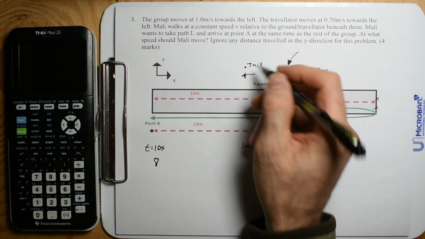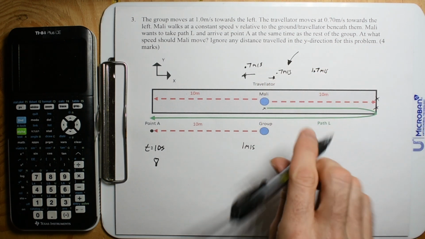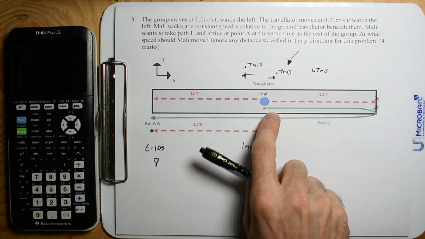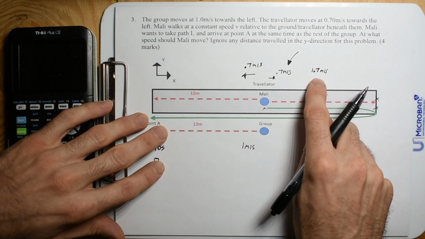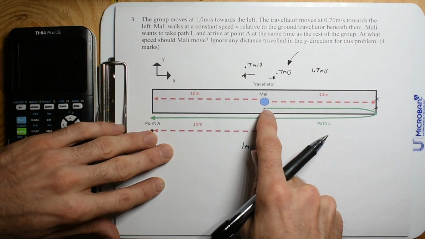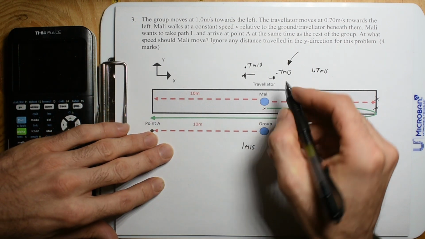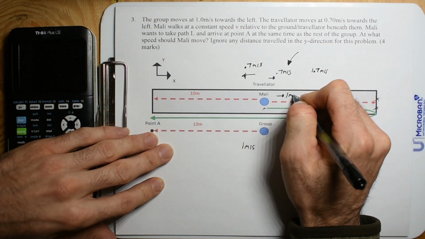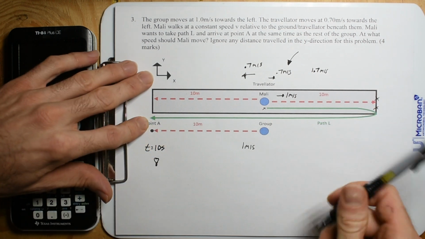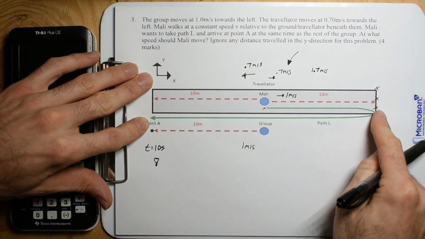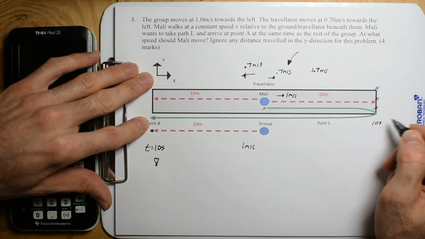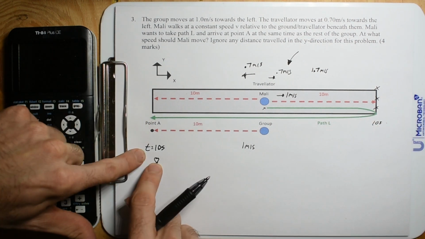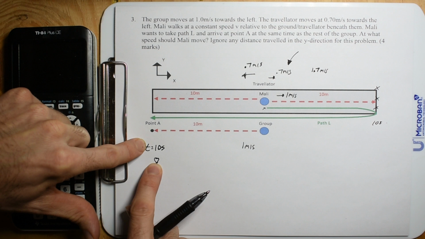Again, the travelator is moving this way. And so if Malachi closes his eyes, knows what it feels like to walk 1.7 meters per second, well, the travelator is moving this way. So Malachi is only walking at a speed of 1 meter per second. And so how long is it going to take him to get to here? Well, it's going to take him 10 seconds. But at that point, the group is already right here.